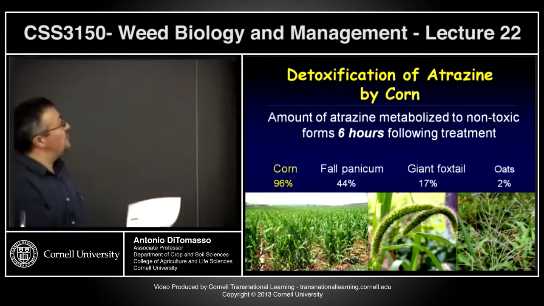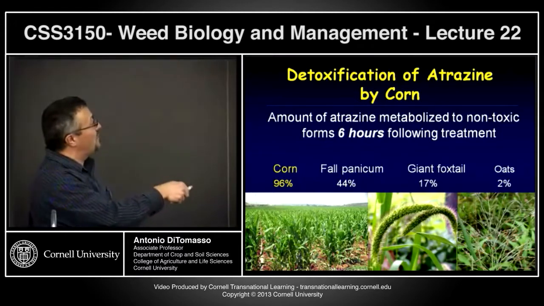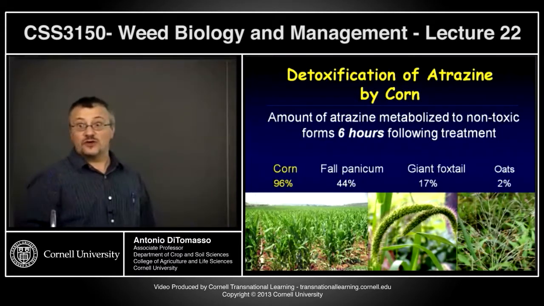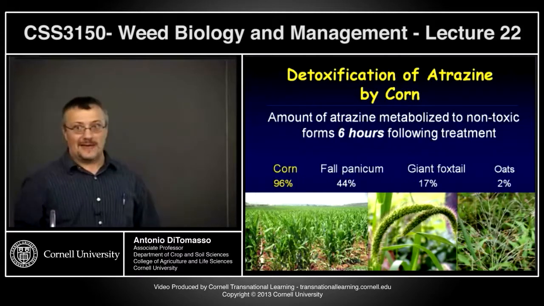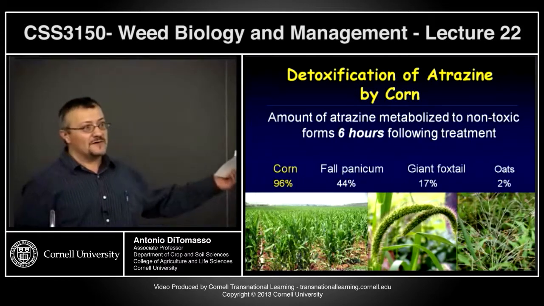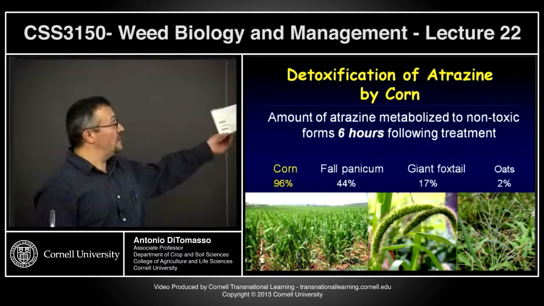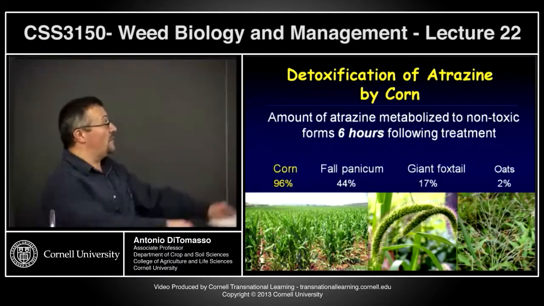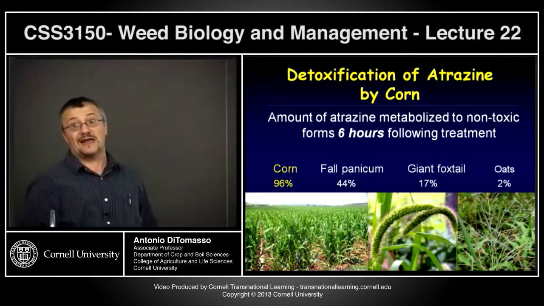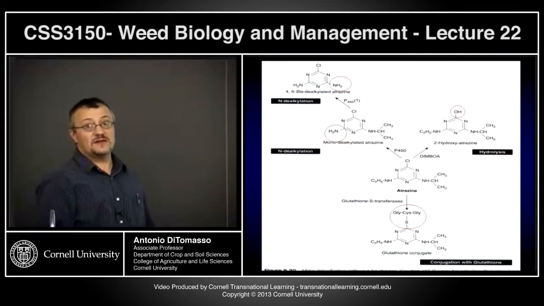This is just showing you corn in 6 hours after application. It's basically got 4% left, and that's pretty good. By the time it gets there, the broadleaf weeds too, they're down. But you've got oats, you've got foxtails, and 17% is not fast enough.